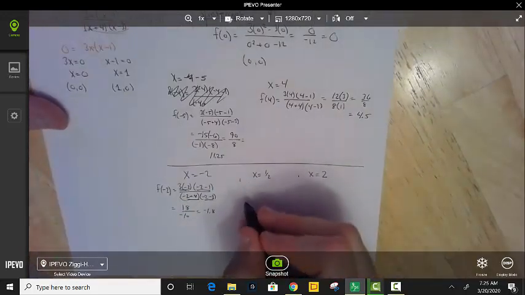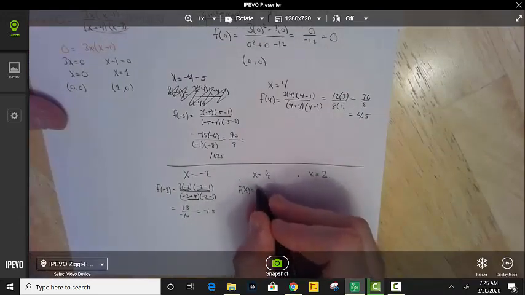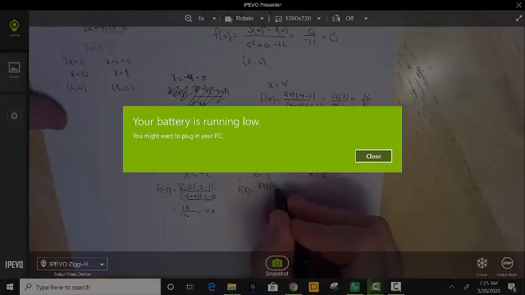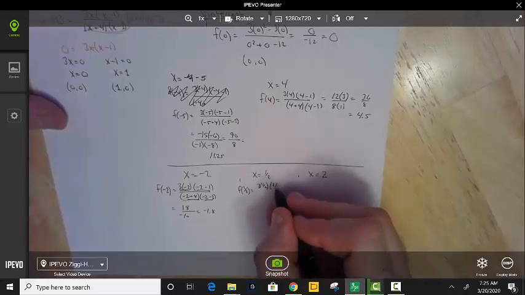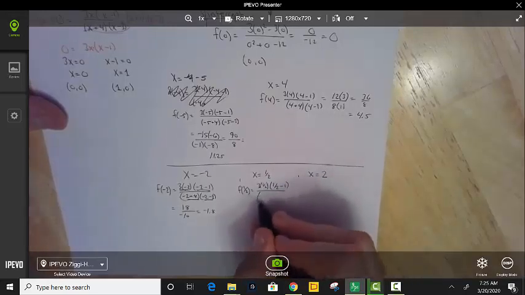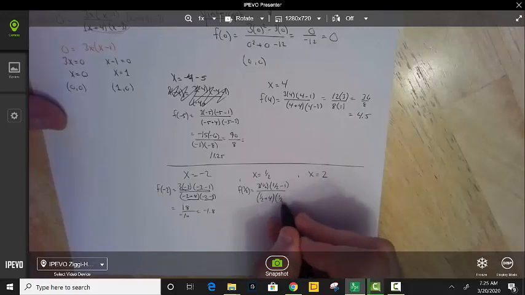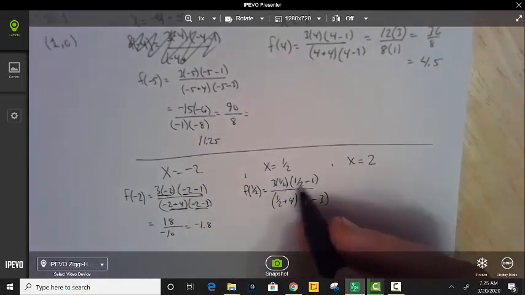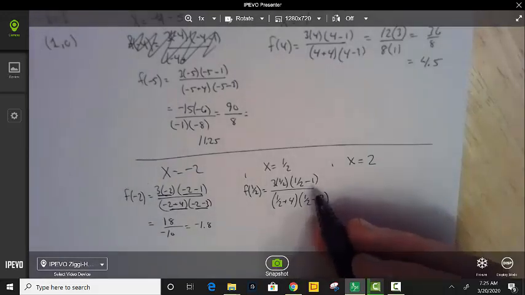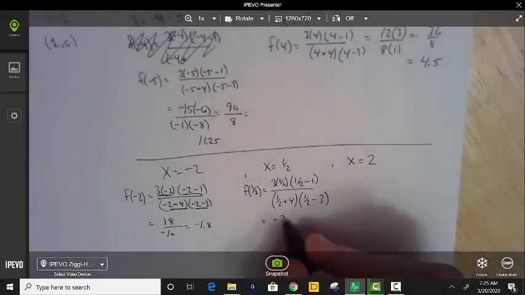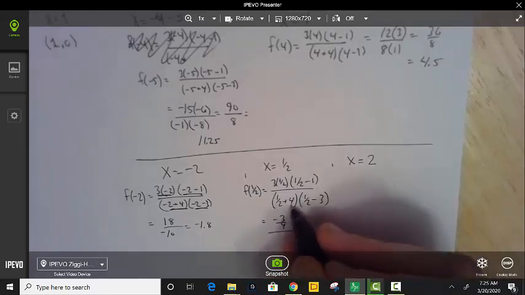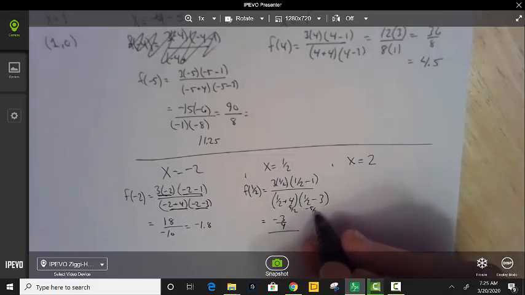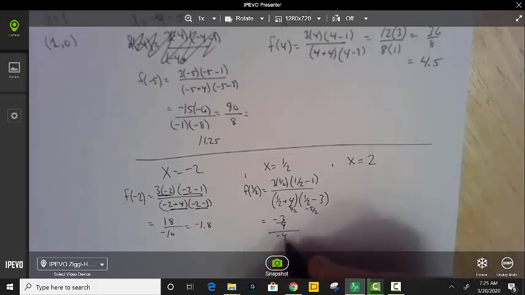Now, 1/2. Same thing. 3 times 1/2. It's warning me. It's almost done. Going to pick up the pace just a little bit, guys. Alright, so here we go. Fractions. Everyone loves fractions, right? 3 times 1/2 is 3/2. 1/2 times -1 is -1/2. 3/2 times -1/2 is -3/4 on top. 1/2 plus 4 is 9/2. 1/2 minus 3 is -5/2. That makes the bottom -45 over 4.